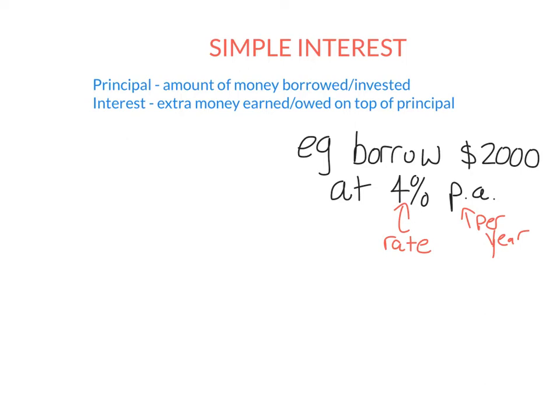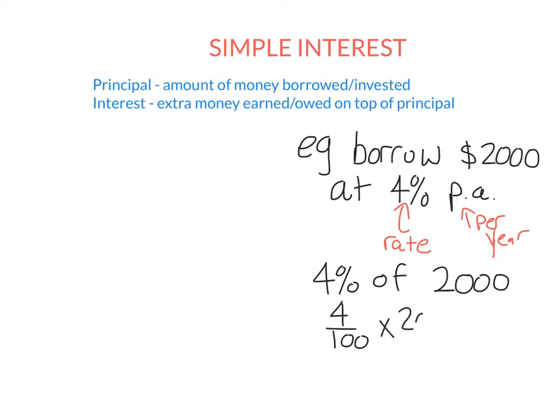So 4% of $2,000, lucky we know how to do this, we did it in a previous lesson. What we do is we convert 4% to a fraction and times by the quantity. We can just cross out some zeros here, divide top and bottom by 100. I'm left with 4 times 20, which is $80. So what that means is if I borrow $2,000 at 4% per annum or per year, I have to pay back an extra $80 per year.